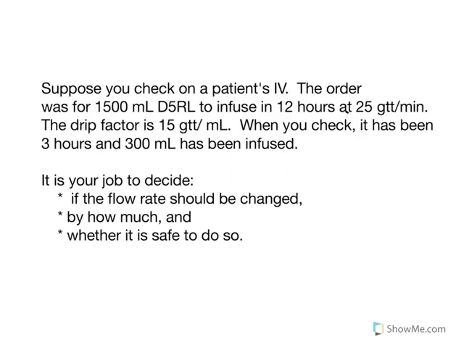So our example today is checking on a patient's IV to find that maybe the flow rate was not calculated correctly. So please take the time to read the example and familiarize yourself with the problem. The order was for 1,500 milliliters to infuse in 12 hours, and the flow rate was set at 25 drops per minute. The drip factor is 15 drops per milliliter.